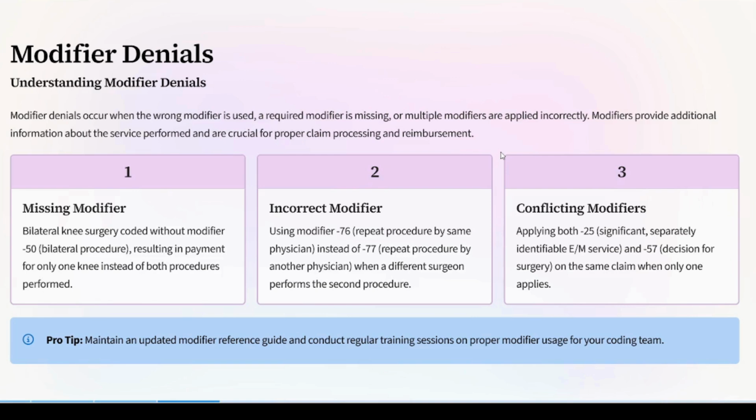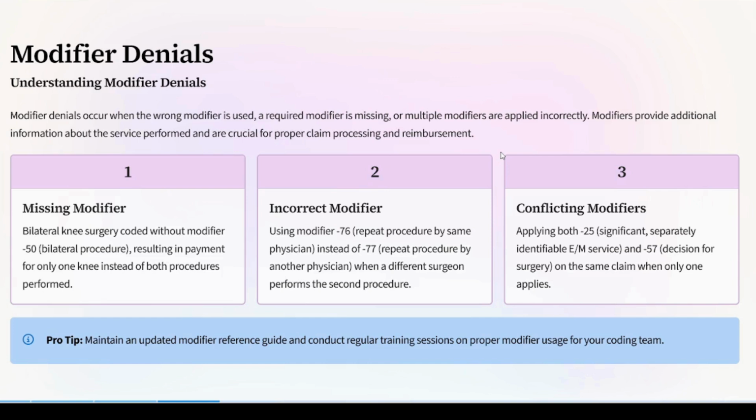So I do have 3 examples here. First one is missing modifier. There is a bilateral knee surgery coded without modifier 50, which identifies that a bilateral procedure has been performed, and it is only resulting in a payment for one knee instead of both procedures performed. All right, so obviously we have 2 knees. Operation was performed on both of them. So if we are missing a modifier 50, we're only going to receive payment for one knee.